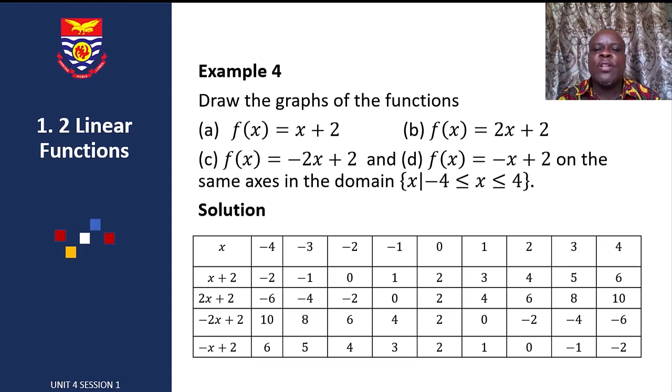So we are going to plot these values, and any straight line that we draw will pass through all these values. Most times, you need only any two of these points to get your straight line. So even if you are not able to do all the values, you can still get your straight line. We have decided to use all the values here because of the domain given to us.